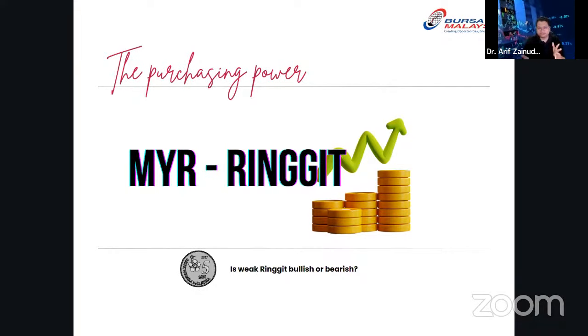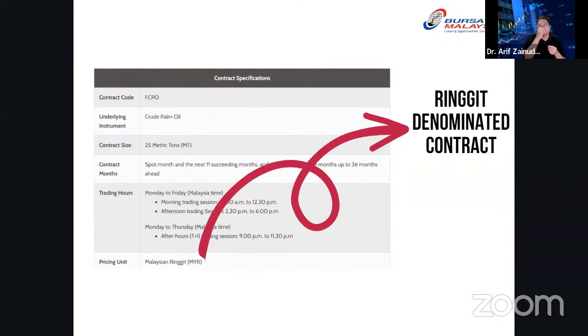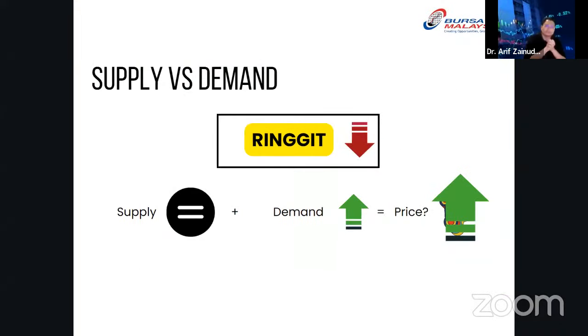Weak ringgit is bullish. Why? This is just to show the contract specification lah. As I explained earlier, if people out there want to buy FCPO, they will need to convert their money to ringgit. So if there's a cooking oil company in India, they will need to convert their money to ringgit. Then only can they buy or sell FCPO. So if the ringgit is weak, when they convert their money, they will get more ringgit, right?